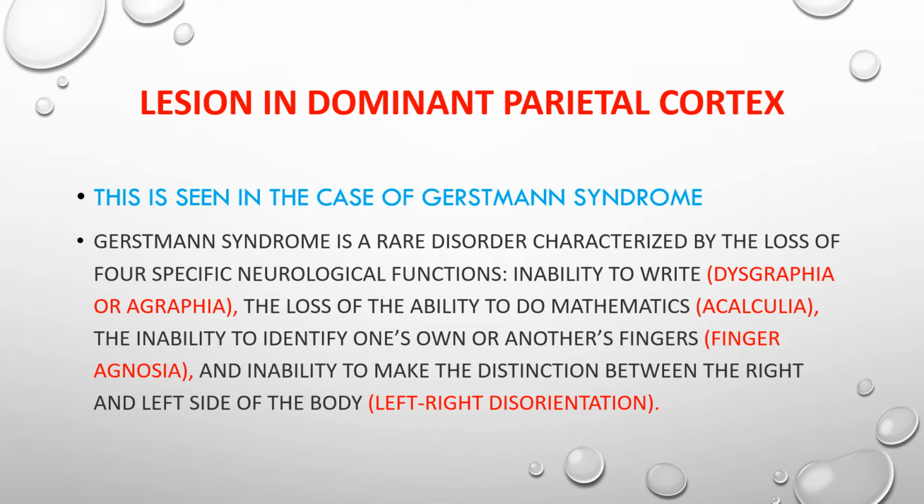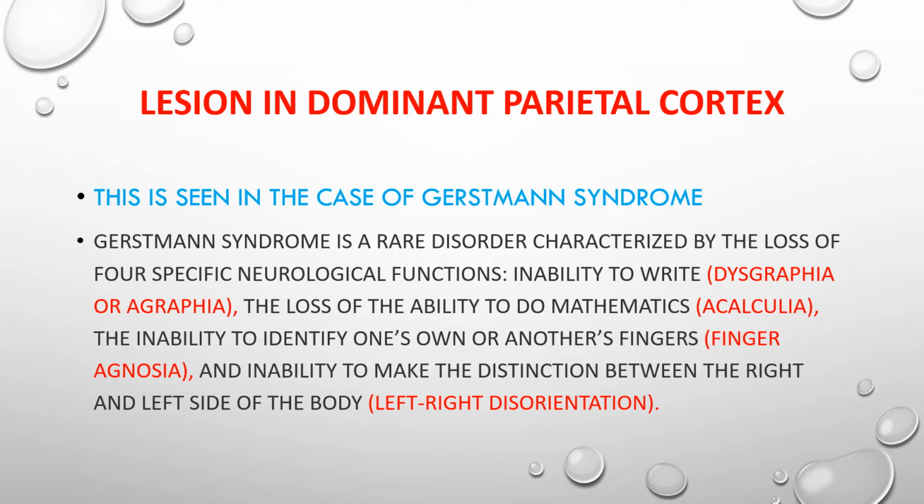Starting with lesion in dominant parietal cortex. Now how to know which part of the parietal cortex is dominant? If a person is right-handed, then his dominant parietal cortex will be the left one, and usually 90 to 80% of the patients are right-handed, so the dominant parietal cortex is considered the left parietal cortex. Whereas if the patient is left-handed, then the dominant parietal cortex will be right. So this lesion is seen in the case of Gerstmann syndrome.